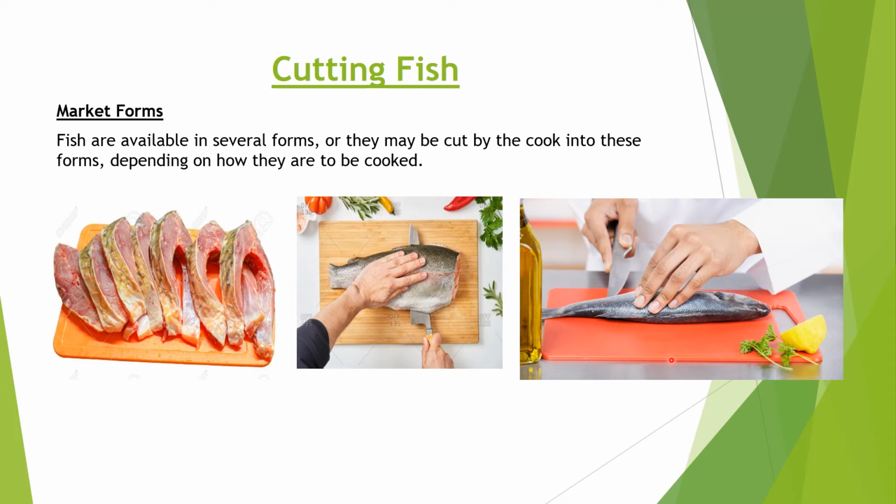And over here, have the next one. So remember that the fish are available in several forms, or they may be cut by the cook into this form depending on how they're going to be cooked. So depending on how you're going to be cooking your fish, you're going to be cutting your fish. For example, if you want to do a fish fillet, you're not going to be cutting into steaks, right? Because that's not going to be correct. Or if you want to do a steak, you're not going to fillet your fish. So depending on how you're going to be cooking your fish, that depends how you're going to be cutting it.